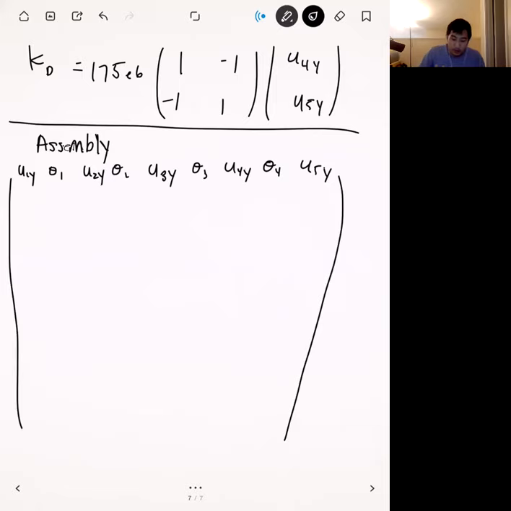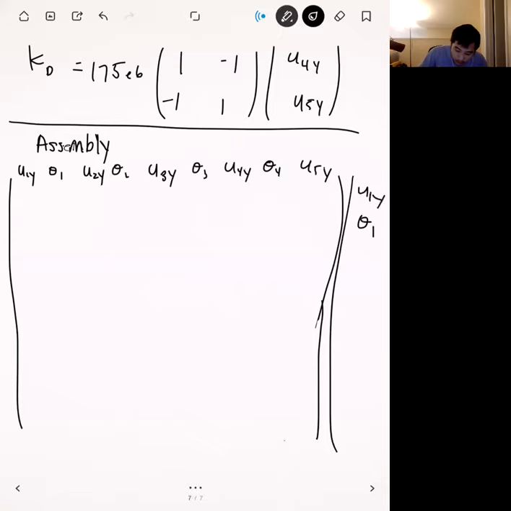Let me make this a little bit neater. Right. And then of course this is going to be multiplied by those same degrees of freedom. So U1y, theta 1, U2y, theta 2, U3y, theta 3, U4y, theta 4, and U5y.